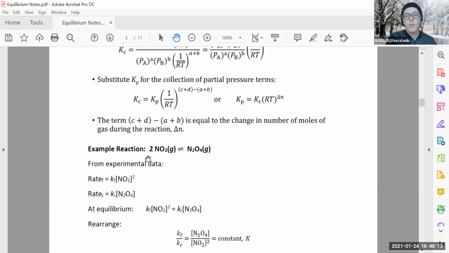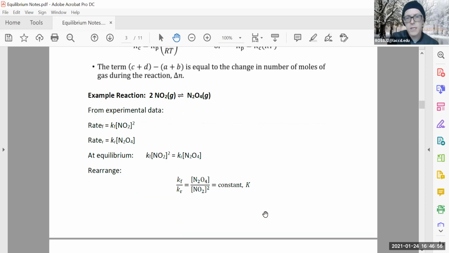Okay, so you've got 2 moles of NO2 gas to give 1 mole of N2O4, and we are given some information. We are told from experimental data that the forward rate constant is a constant Kf, and then we can take the reactant NO2 to the second order because of the molar coefficient here and because it's an elementary mechanism. The reverse rate has a different rate constant, Kr, N2O4 to the first order because there's a molar coefficient 1 here. At equilibrium, we set the rates equal.